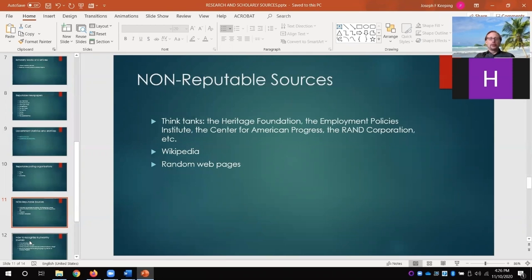Here are some non-reputable sources. Think tanks. I talked about think tanks before. Think tanks are basically sources of disinformation. Here's a good way of thinking about think tanks and distinguishing them from proper research institutions like universities. If you're going to go about things in an honest and scientific way, you have a question and you do research to find out if the answer is true, or you have a hypothesis and then you do research to determine if the hypothesis is true.